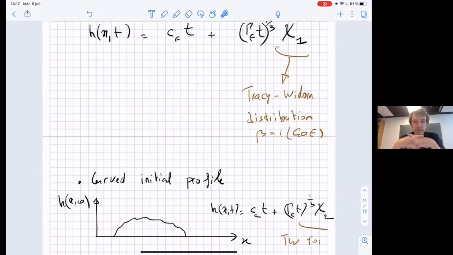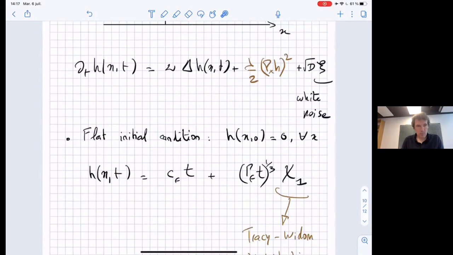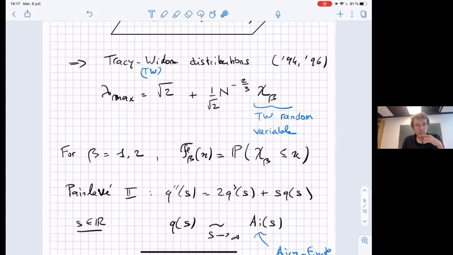Gregory, I have a question, if I'm allowed. This is Baru. Just a naive question. If we're talking about the maximum lambda max, for typical fluctuations it behaves like the square root of 2 plus, as you showed, a scaling like 1 over N to the 2/3 times the Tracy-Widom random quantity. Now, why is there no systematic shift of the square root of 2, which would also scale as 1 over N to some power?